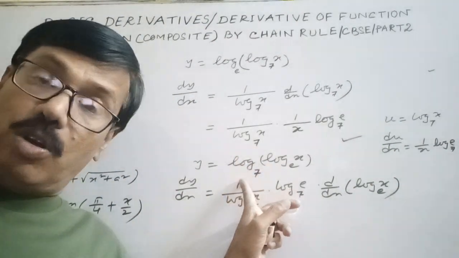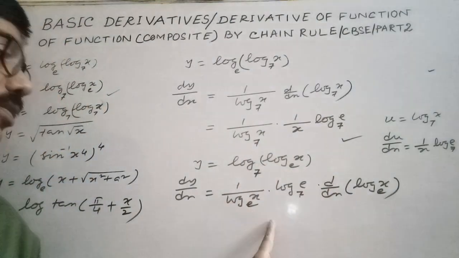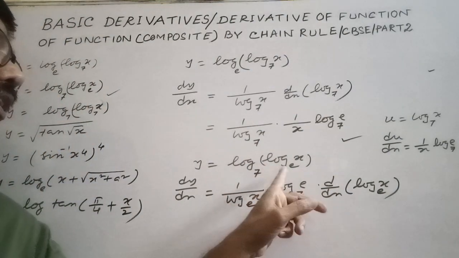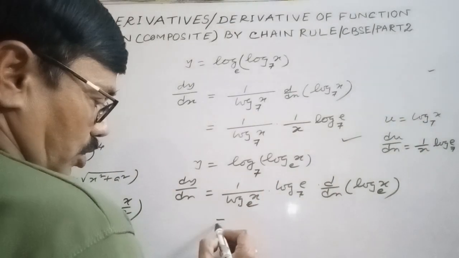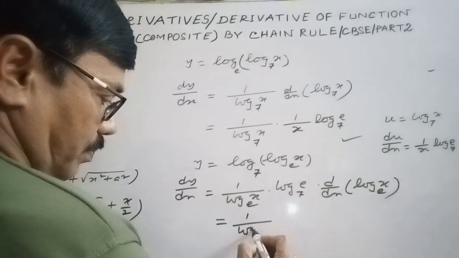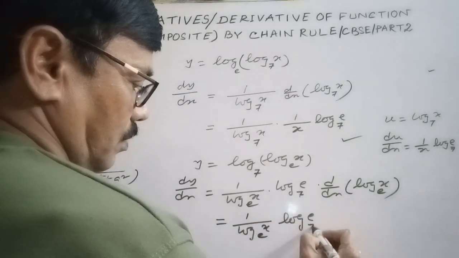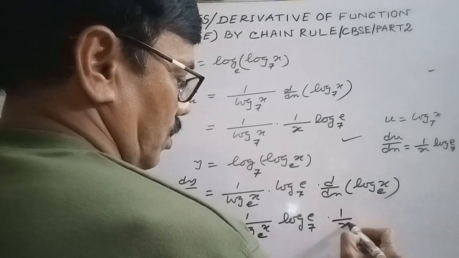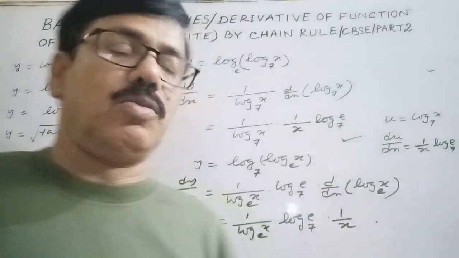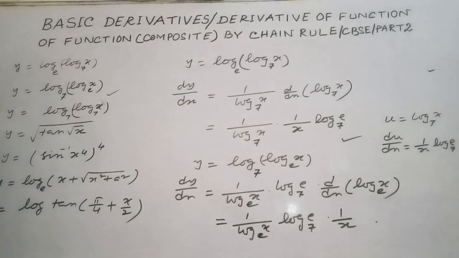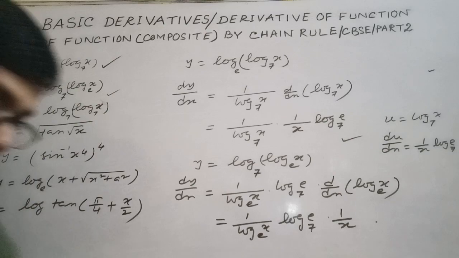So this to be noted. Main function is log with base 7. So 1 by x into log e base 7, d/dx of argument. So this one is unchanged. This is 1 by x. Derivative of log x is 1 by x.